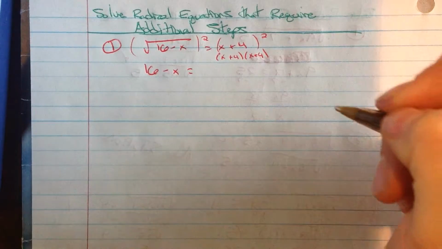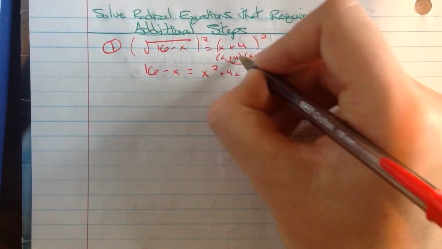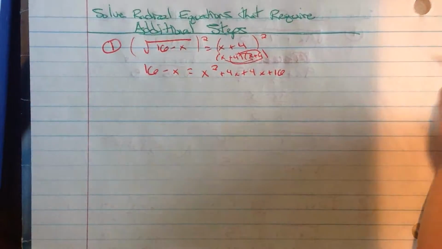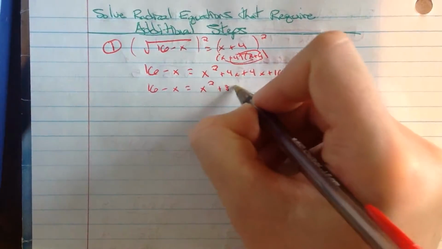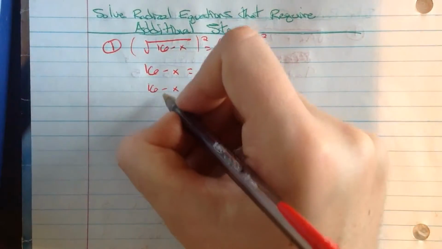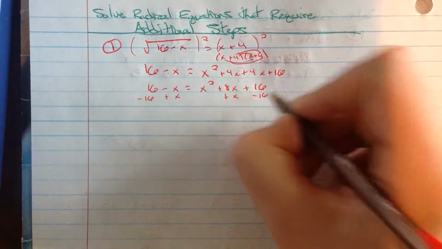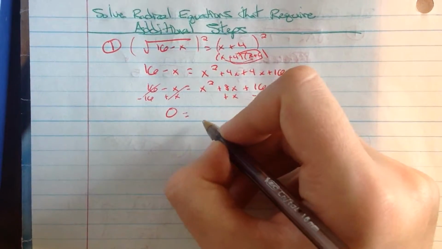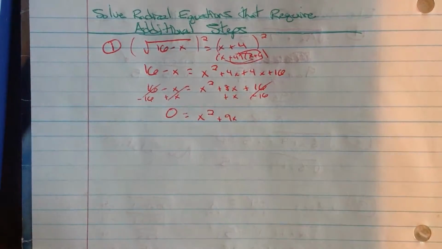So we're going to have to FOIL. You get x squared plus 4x plus 16. 16 minus x equals x squared plus 8x plus 16. Getting everything to the same side, I get 0 equals x squared plus 9x, because that also cancels.